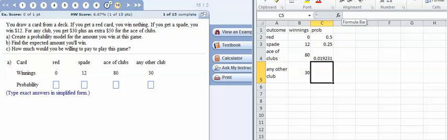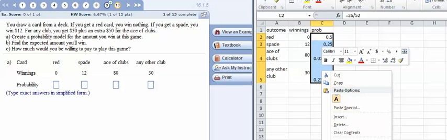Now here's where it gets tricky. Any other club. Well, you've already accounted for the ace of clubs, so you only have 12 clubs left. So this is going to be equal to 12 out of 52, which is that. Now, this is a bummer because they want the exact answer in simplified form. So let me see if I can get this format to be fractions.